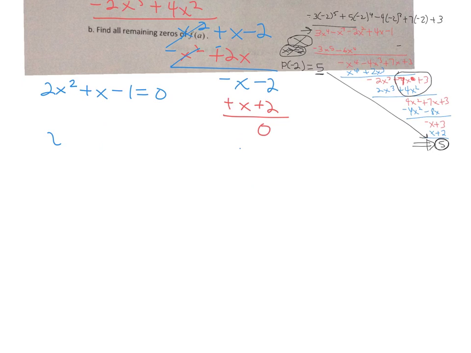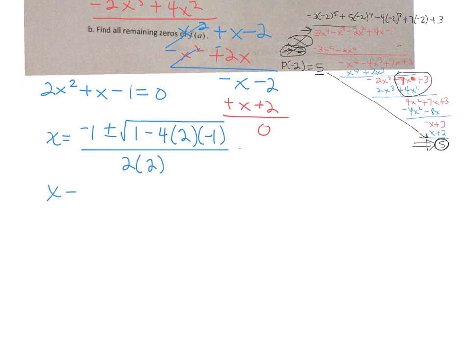And so x equals negative b, which would be negative 1, plus or minus the square root of 1 squared, which is 1, minus 4 times a, which is 2, times c, which is negative 1, all over 2 times a, which is 2. And that gives you negative 1 plus or minus the square root of positive 9 over 4. That gives you negative 1 plus or minus 3 over 4.